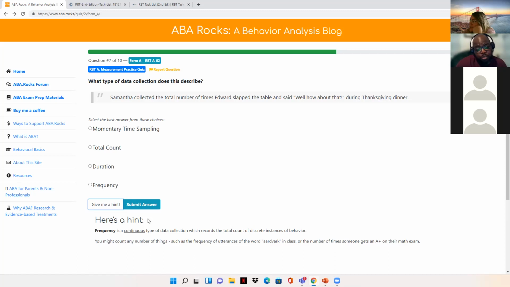Definition of total count. That's the total number of... how do I want to define it? Total number of the data you're taking. Oh, so you take a frequency and then you count it at the end? Is that what it is? Total number of the data. Here they're talking about frequency because it's just saying how many times it happens.